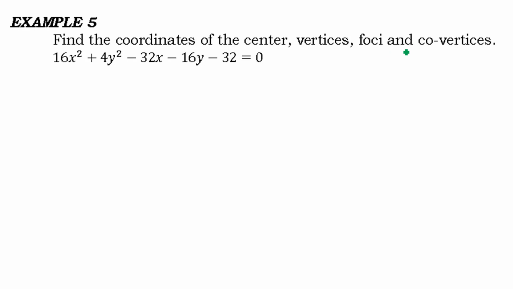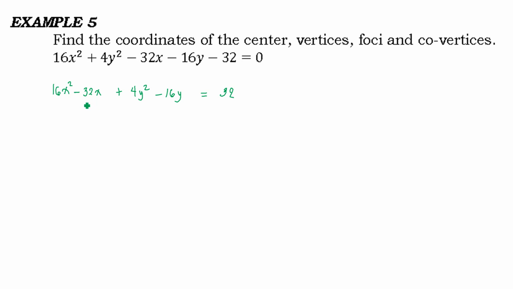Okay, so here, let's group those terms with common variable and then move the constant term to the other side of the equation. So we have 16x squared minus 32x plus 4y squared minus 16y equals 32. Now, as we can see here, we can extract 16 here, diba? Because 32 is factorable by 16.